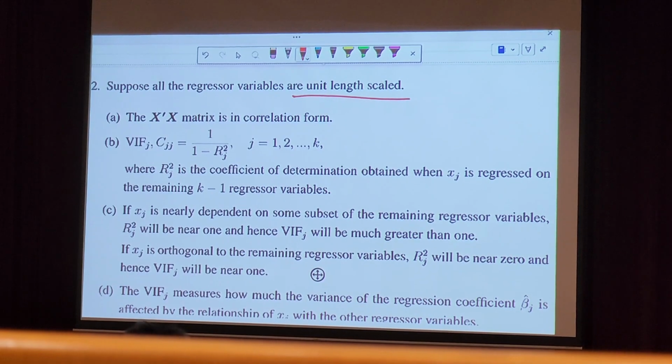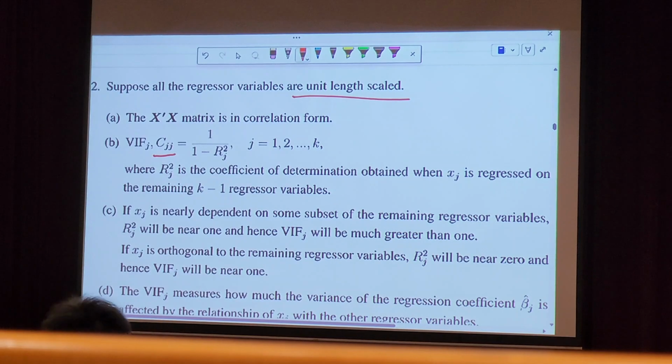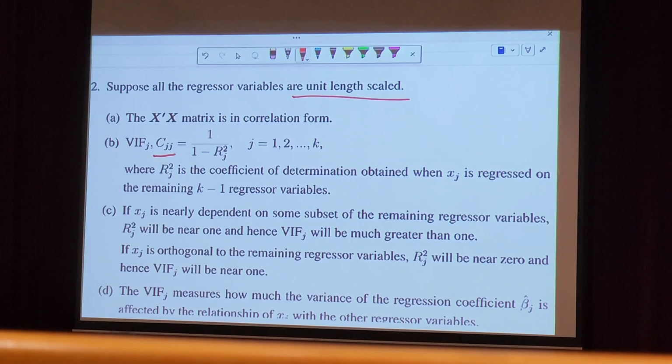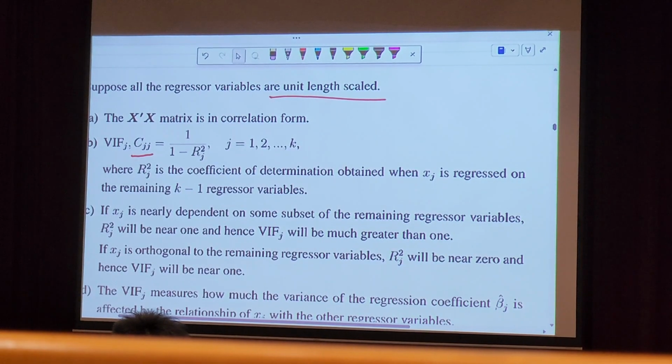The variance inflation factor is the j-th diagonal element, for j running from 1 to k. It can be shown. It may not be easy to show, but it can be shown. These results are quite hard to prove because they are the work of many researchers over many years. Here we are just looking at some of the results. Now this variance inflation factor, the diagonal element Cjj, is equal to 1 over 1 minus Rj squared.